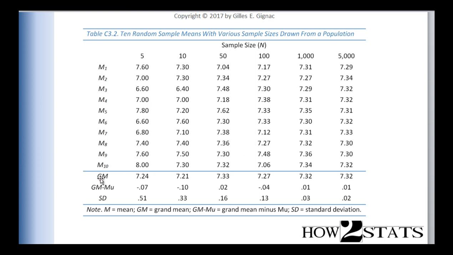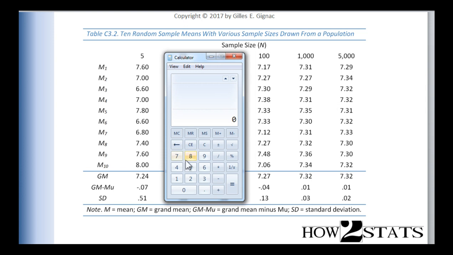But the grand mean, this GM, is the average of these means. I summed all these mean values and divided by 10 to get an average, a mean. We call a mean of means a grand mean, GM, in statistics. So that's 7.24. Then I subtracted the population mean of 7.31, which gave 7.24 minus 7.31, negative 0.07. So that's the grand mean minus mu, which is how we pronounce the population mean from a statistical standpoint. Some people pronounce it mu.